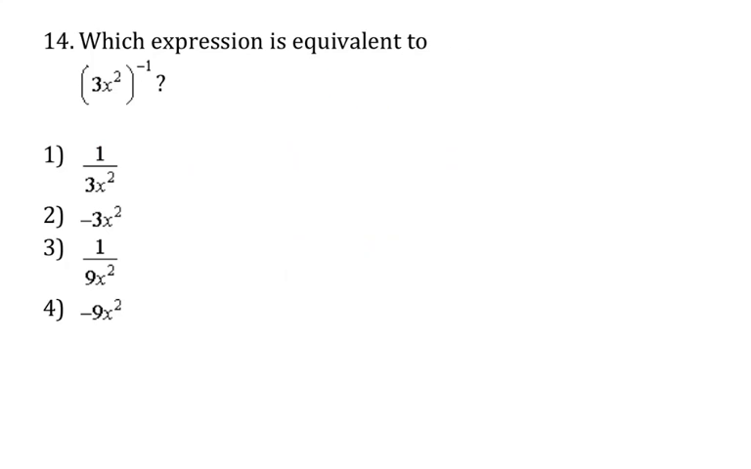Number 14. When you have negative 1, what does that mean? We're going to get the reciprocal within the absolute value, and within the parentheses. You can assume that this one is simply over 1. So our answer is 1 over 3x squared. That's all we have to do. You see, the negative exponent means it either gets the reciprocal, or if it's in the numerator, it will go to the denominator. If it's in the denominator, it will go to the numerator. So in this case, our answer will be choice 1.